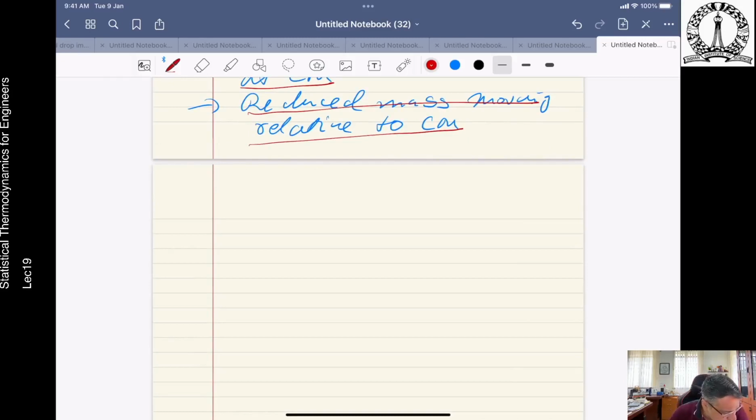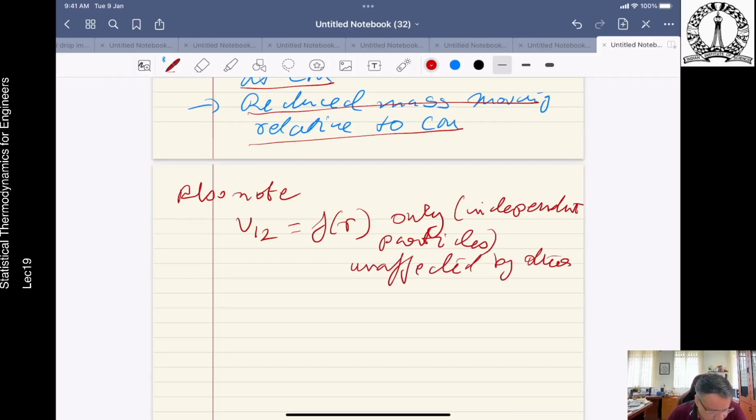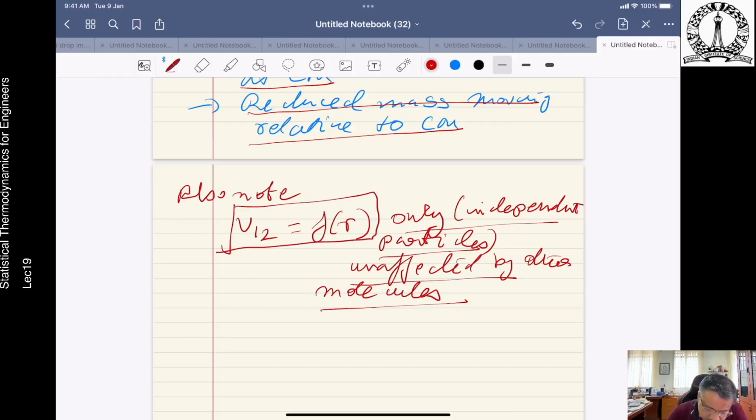Also, please note that V12 is a function of r only, if there are just independent particles unaffected by other molecules. So this is basically the potential energy.